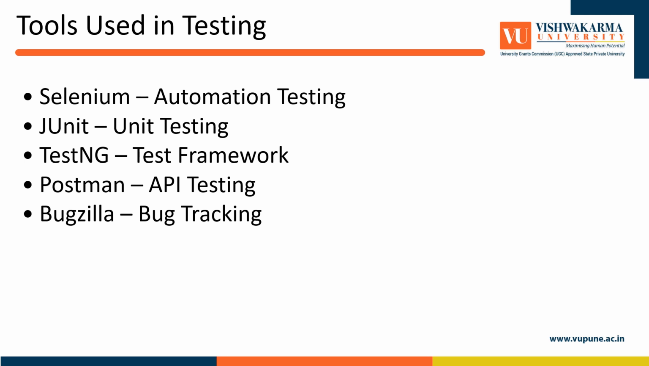Now, let's move on to the tools used in testing. In today's industry, testing is incomplete without tools. Some commonly used tools are Selenium for automating web application testing, JUnit used for unit testing in Java projects, TestNG, an advanced testing framework, Postman helps in testing APIs, Bugzilla used to report and track bugs. These tools save time, reduce manual effort, and improve accuracy.